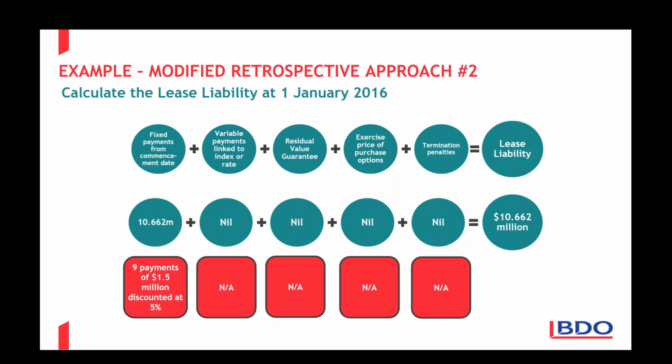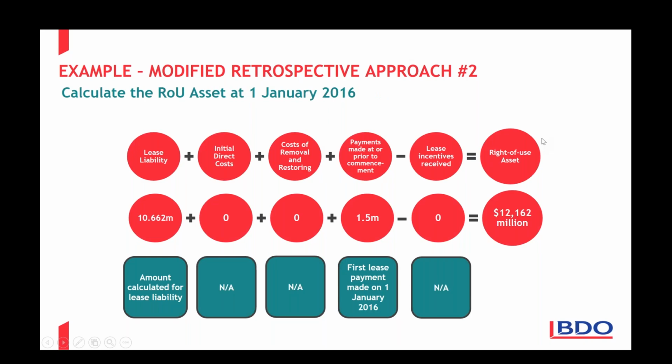Important, this number, we're now looking at the incremental borrowing rate of 5% at the date of initial application, 1 January 2019. When we did the full retrospective method, we did a similar calculation, but we had to use the 7%, the incremental borrowing rate that was, or the implicit rate in the contract. So the rate is different, but the rest of the calculation is the same. So you come up with a lease liability. You would say that lease liability, I now make certain adjustments in order to get to my right of use asset on the 1st of January 2016.